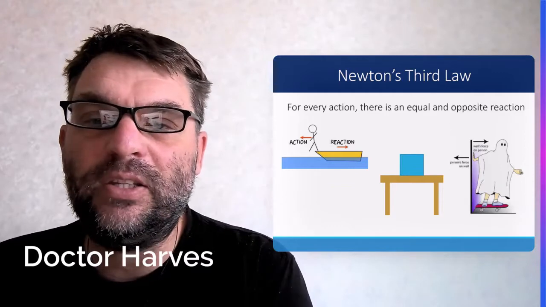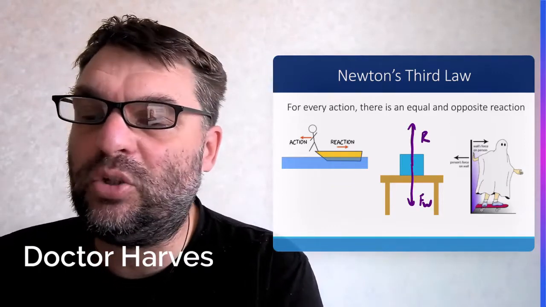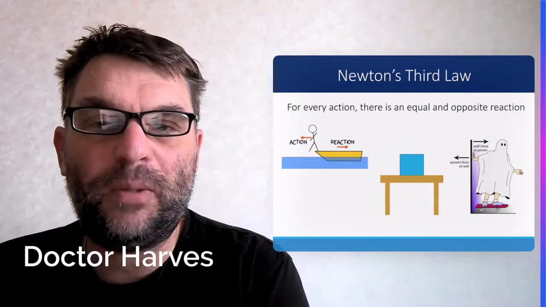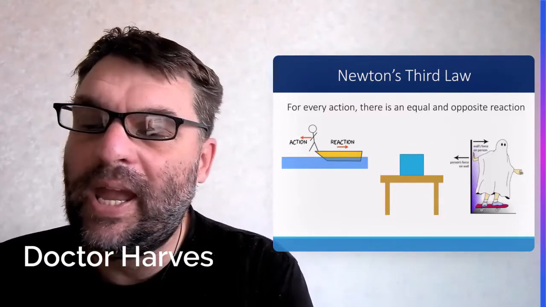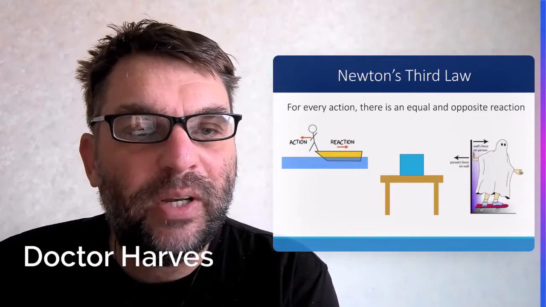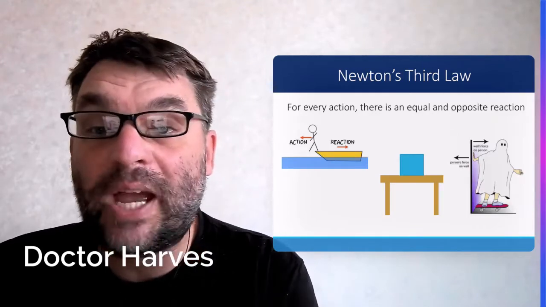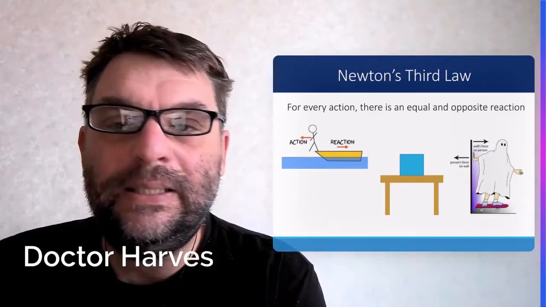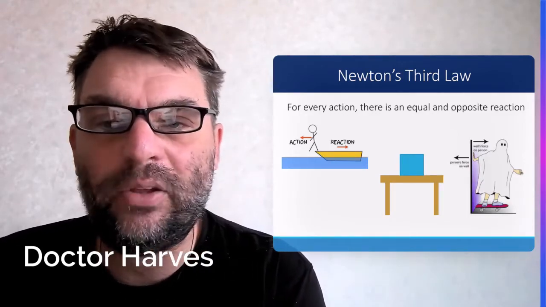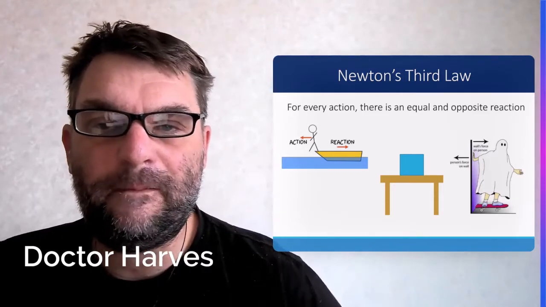Second example is a box on a table. There'll be a reaction force which is equal and opposite to the weight force of the box and the table. And the ghost skateboarder on the extreme right there, you've got the ghost skateboarder pushing against the wall, and there'll be the wall pushing back against the skateboarder in an equal and opposite fashion.